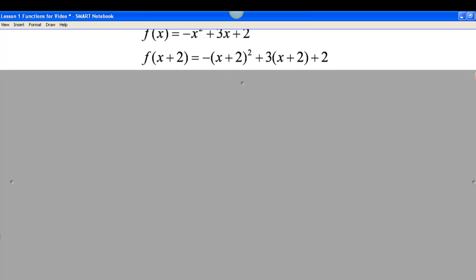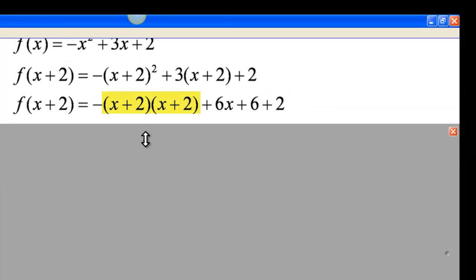Now the remainder of this is going to require some algebraic simplification. Please remember that x plus 2 squared means x plus 2 times x plus 2. Any time you're squaring a number, you multiply it by itself. Then I use the distributive property, 3 times x to yield 6x, and 3 times 2 to yield 6, and carried my constant down of plus 2.